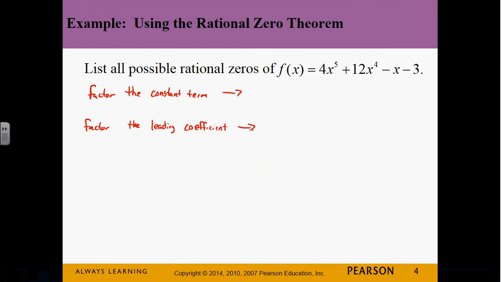All right, we're going to start by factoring the constant term. What's the constant term? Negative 3. It's the term without a variable, right? In this case, it's negative 3. So what are all of the possible factors of negative 3? 1 and 3. What else? Negative 1 and negative 3, right? Negatives will go into positives just fine. So we've got plus or minus 1, plus or minus 3.